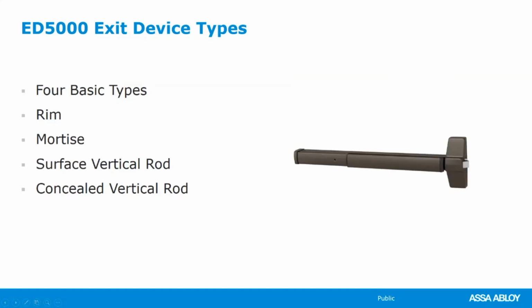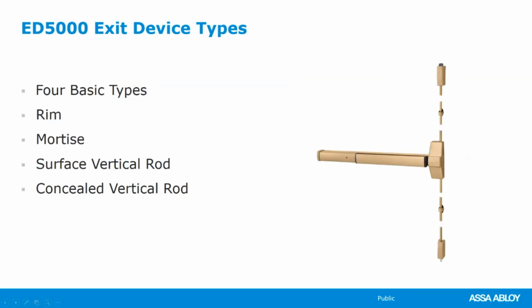The 4 basic types are our rim, our mortise type device, surface vertical rod, and concealed vertical rod. And we'll talk about where each one of those would be used and some thoughts and recommendations, and I'll give you my opinion on things, and you're welcome to your opinion as well.